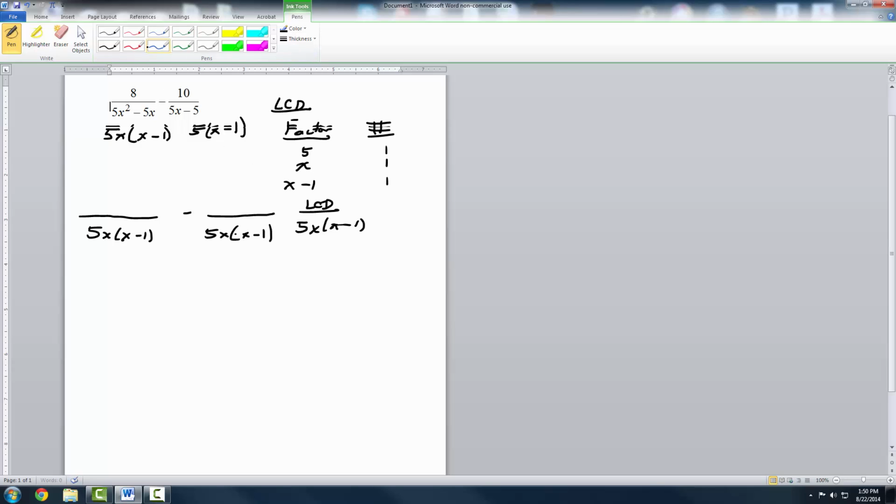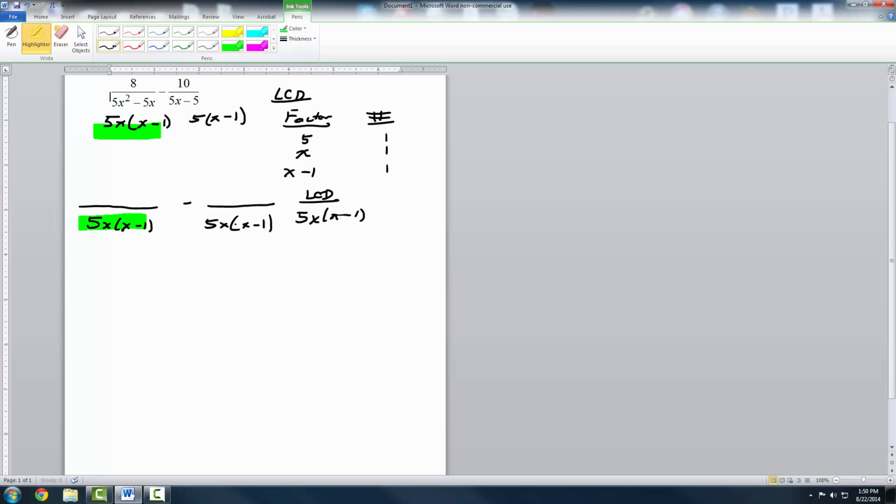Okay? And now we need to come up with our equivalent fractions. Okay. Now, if you notice, we need 5x times x minus 1. Our original fraction in the denominator did have 5x times x minus 1. This here is the same as this. Okay, and since they're the same, the numerator won't change, and that still stays as 8. Okay, this one changes a little bit.